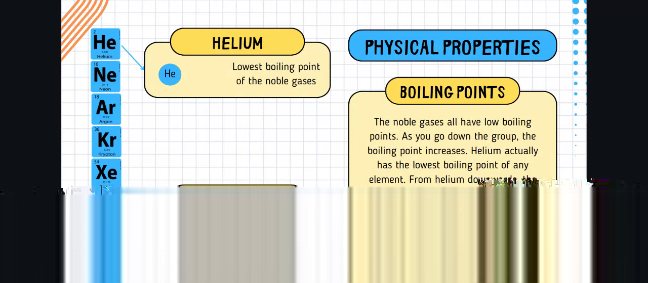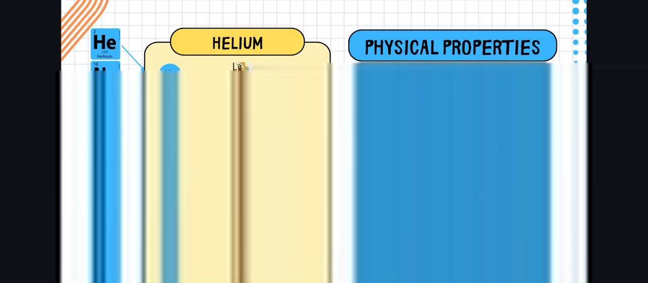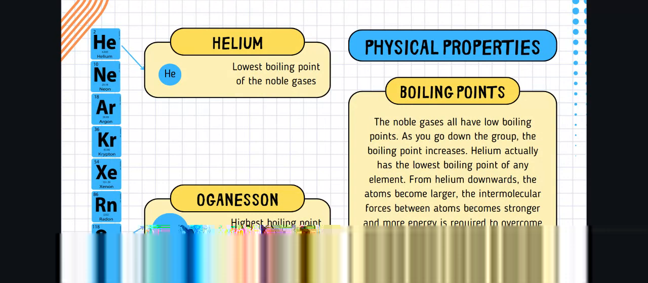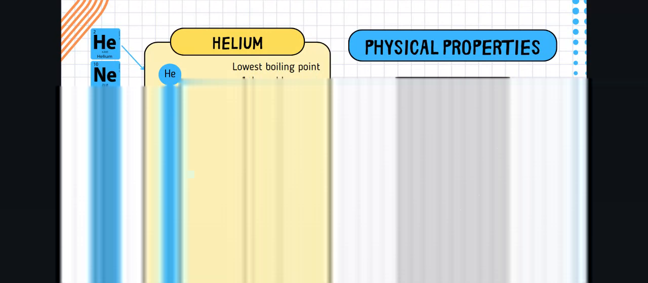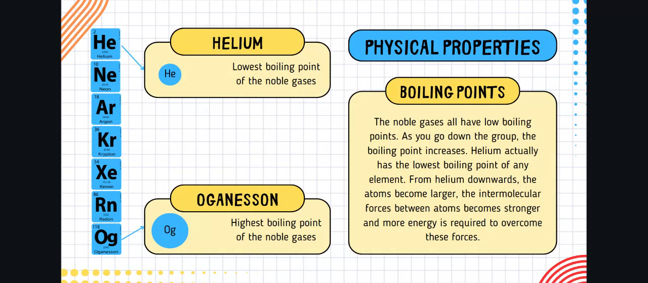Now, from helium downwards, the atoms become larger, which means that more energy, or ionization energy, is required to overcome these forces. I explained ionization energy in the alkali video, but ionization energy is basically the amount of energy required to rip apart the attraction and intermolecular forces between atomic substances. You can go learn more about that in the alkali metal video. As I said, the link will be in the description.